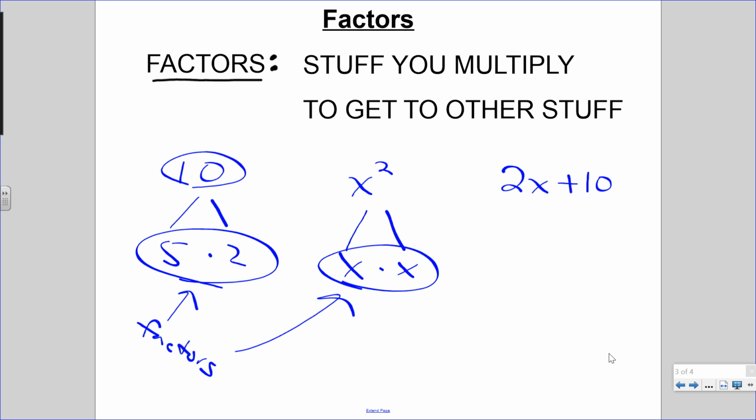2 times x and 2 times 5? So I need a bunch of dots like this. So 2 times x and 2 times 5 like that? Okay, let's see. 2 times x is 2x. 2x times 2 is 4x. 4x times 5 is 20x. Good try. So all I'm doing right now is asking what's the stuff I have to multiply to get to that? It could be more than 2 items, by the way, if you want.